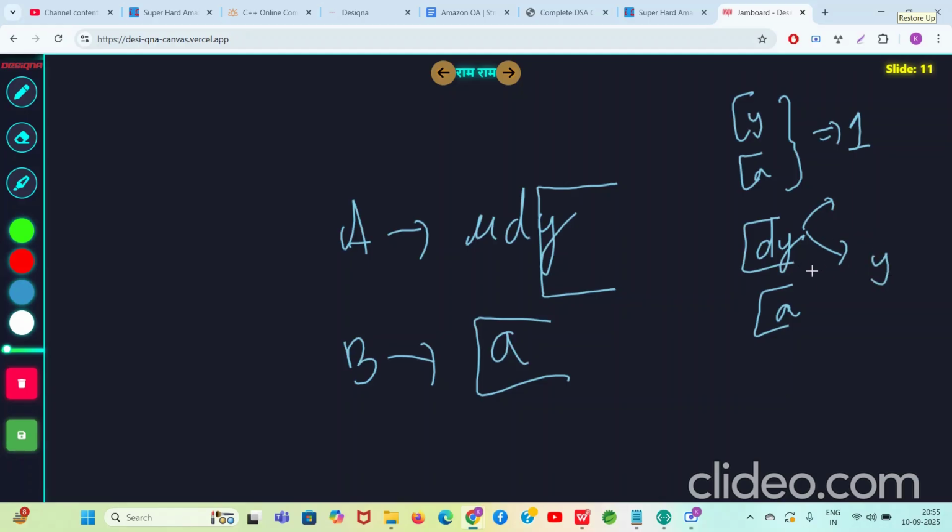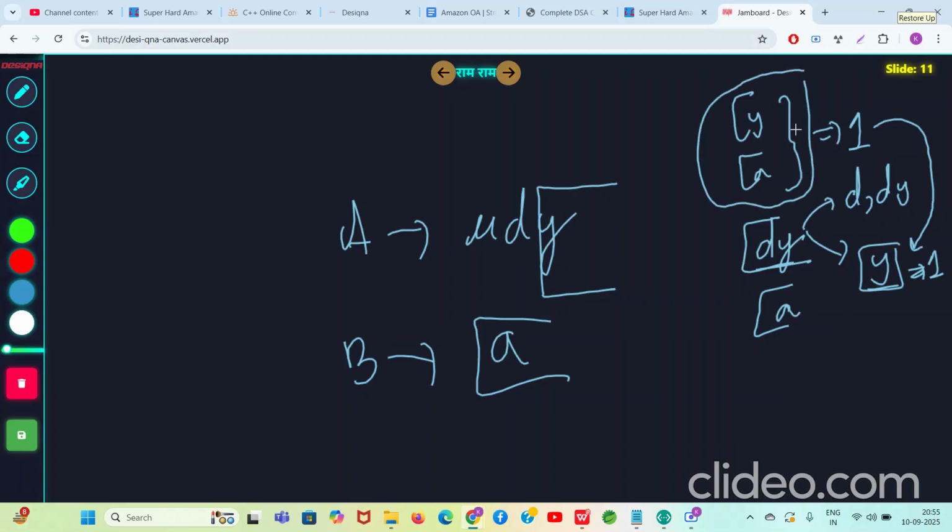One part is y, another part is all the subsequences which contain d. For this part, the answer can be borrowed from this one. I borrow here because for dy, one of the subsequences is y. So basically, y and a you have to solve, and y and a you have solved in the past, which is 1. For d and dy, nothing to be done.